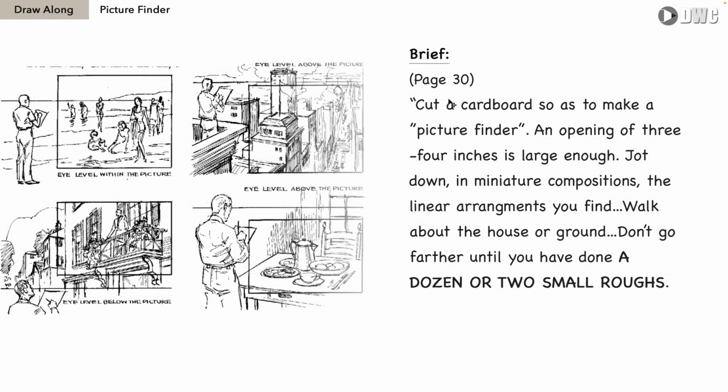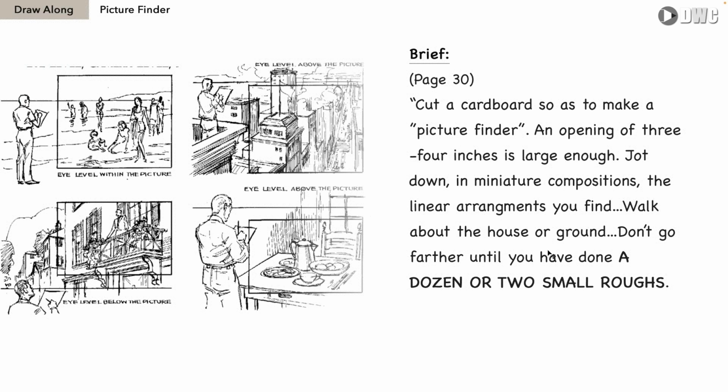He says, and I quote, cut a cardboard so as to make a picture finder. An opening of 3 to 4 inches is large enough. Jot down in miniature compositions the linear arrangements you find. Walk about the house or grounds, that means your backyard. Don't go farther until you have done a dozen or two small roughs. So this is a direct quote from the book, and we're going to follow the great Loomis advice.